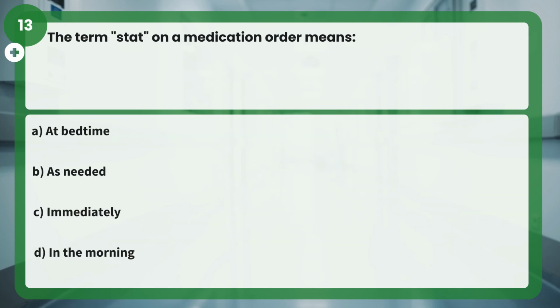Question 13. The term STAT on a medication order means: A. At bedtime. B. As needed. C. Immediately. D. In the morning.